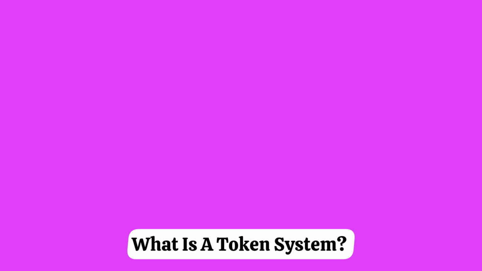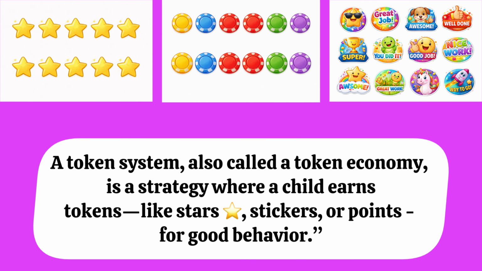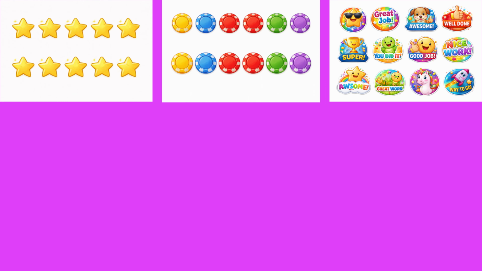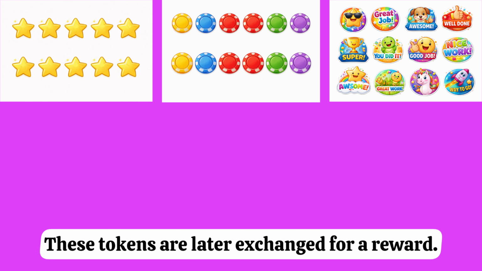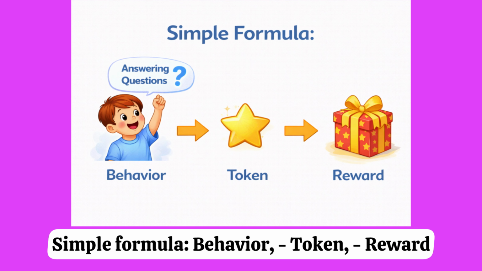What is a token system? A token system, also called a token economy, is a strategy where a child earns tokens like stars, stickers, or points for good behavior. These tokens are later exchanged for a reward. Simple formula: behavior, token, reward.